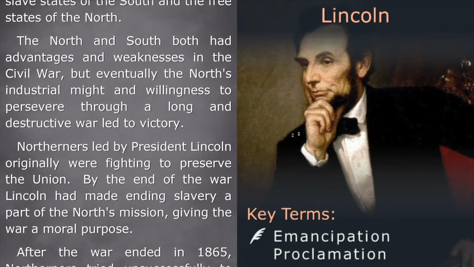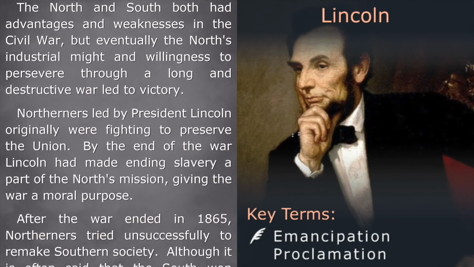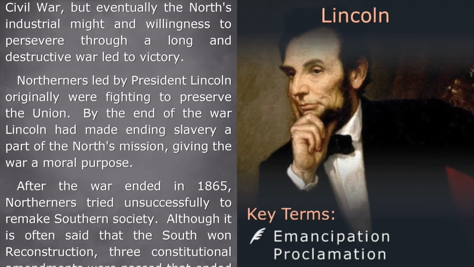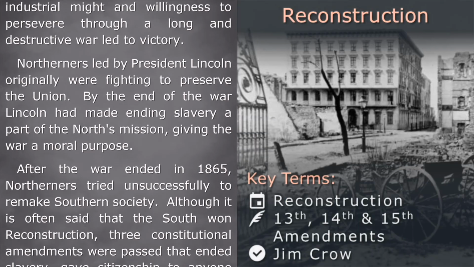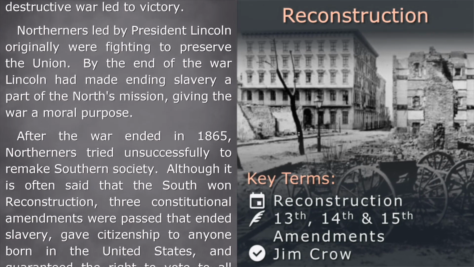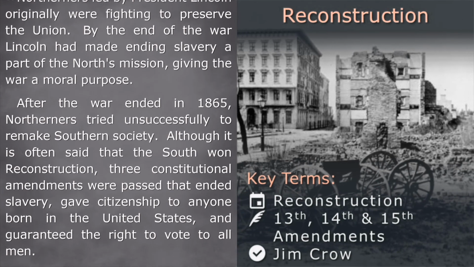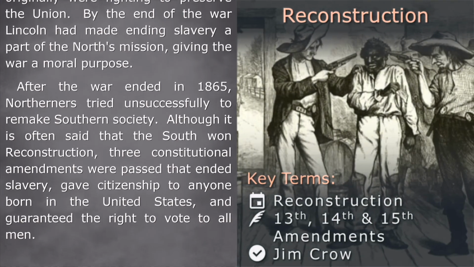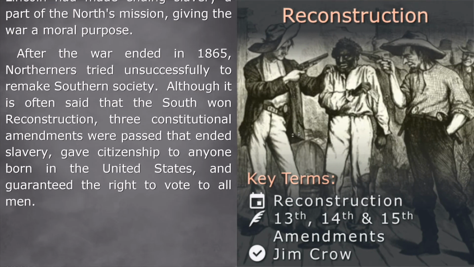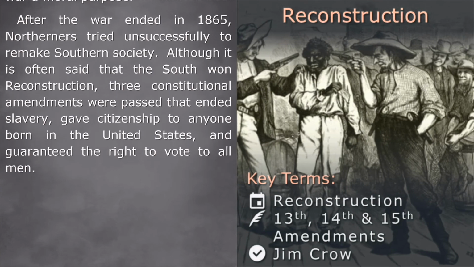Northerners, led by President Lincoln, originally were fighting to preserve the Union. By the end of the war, Lincoln had made ending slavery a part of the North's mission, giving the war a moral purpose. After the war ended in 1865, Northerners tried unsuccessfully to remake Southern society. Although it is often said that the South won Reconstruction, three constitutional amendments were passed that ended slavery, gave citizenship to anyone born in the United States, and guaranteed the right to vote to all men.